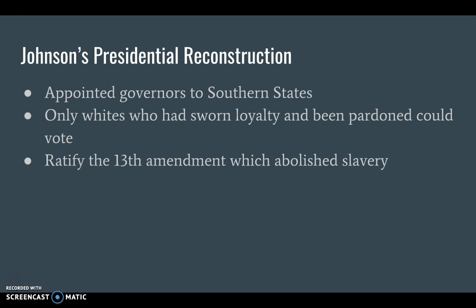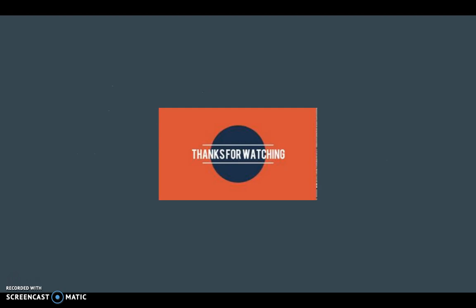By the end of 1865, all of the former Confederate states had formed new governments and were ready to rejoin the Union. President Johnson declared that restoration was almost complete. So to wrap it up, we had Lincoln's 10% plan, the Radical Republicans' plan led by Thaddeus Stevens and Charles Sumner, and Johnson's presidential restoration.